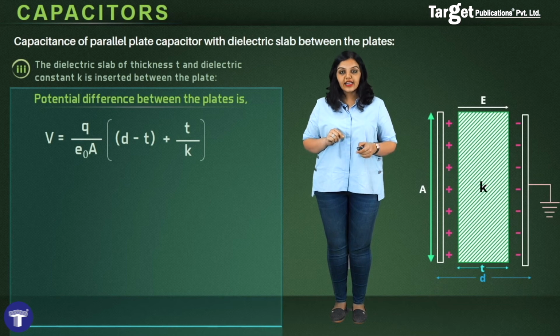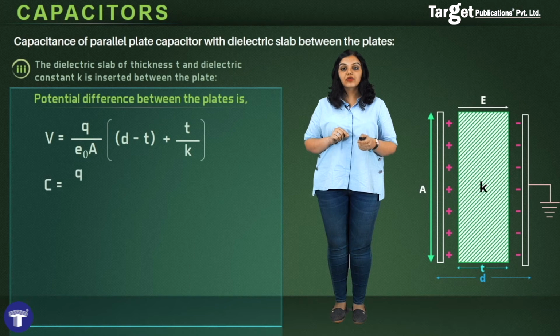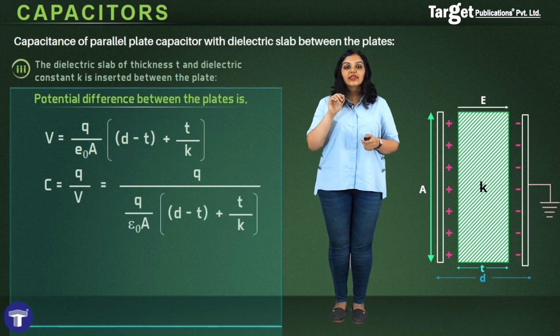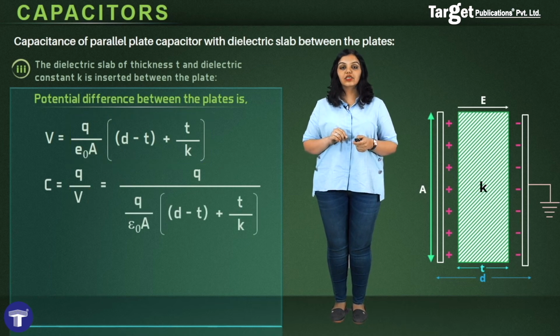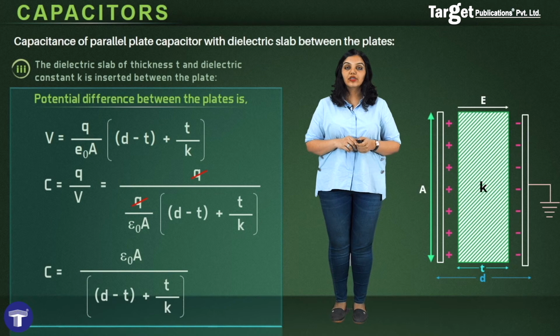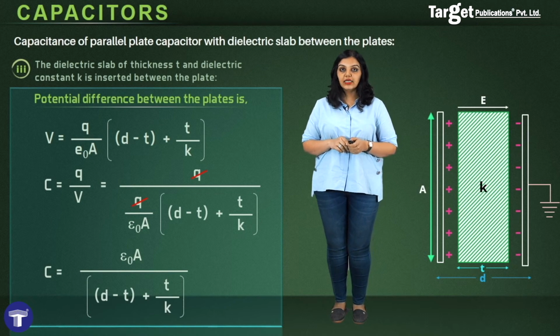Using this, I can find the capacitance of the plate simply by using the formula that C is equal to Q by V. Now here instead of V, I will replace the formula for V we have just found, and therefore I will get that C is equal to Q upon epsilon naught into A into the bracket D minus T plus T by K. Q cancels in the numerator and the denominator, and I get the final value of the capacitance, which is equal to epsilon naught A divided by D minus T plus T by K.